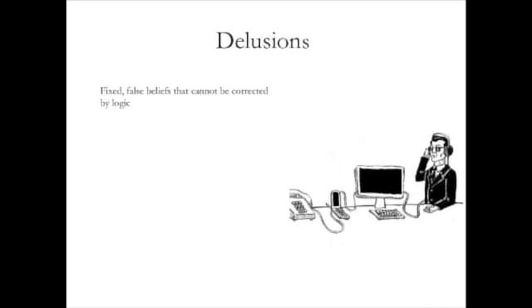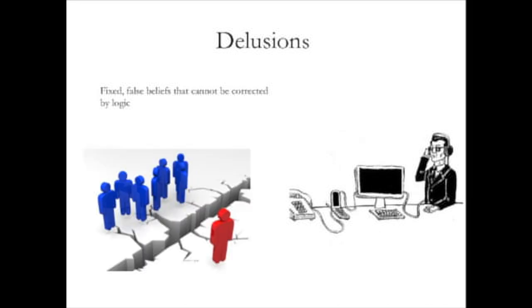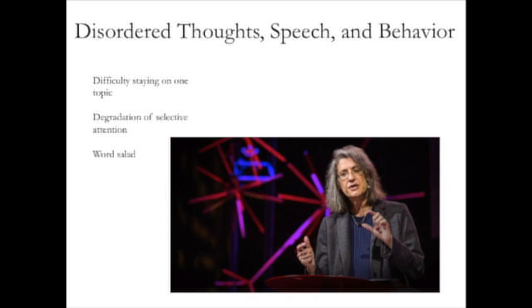These beliefs are often paranoid in nature, such as believing you're being spied on by the government or that your friends are lying to you. Disordered thoughts, speech, and behavior are characterized by difficulty staying on one topic or degradation of selective attention. When disordered speech is particularly bad, it is called word salad. Here is a clip of Evelyn Sachs, a Yale law professor.